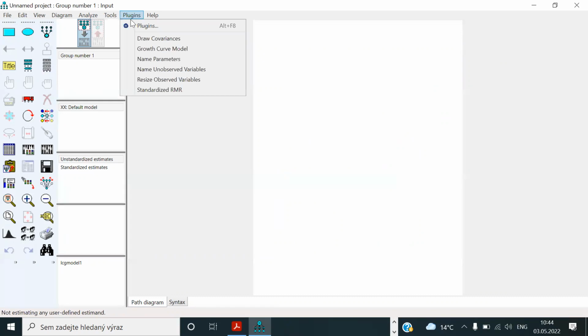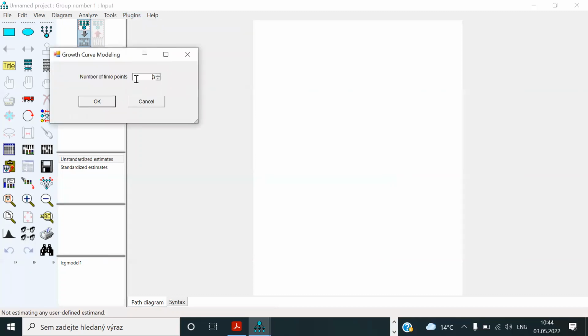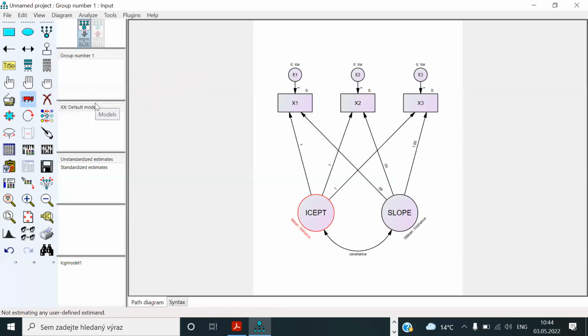So I can go here into plugins. You click here on growth curve model. And if you say, okay, I have 3 time points and click OK, you can see that by default, Amos automatically prepares the picture which fits your needs.